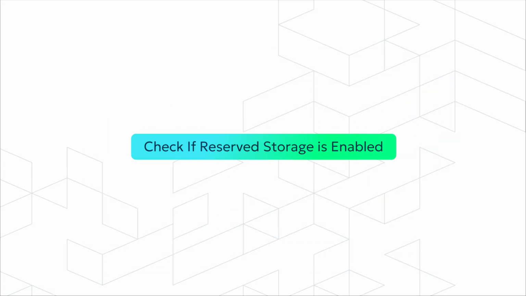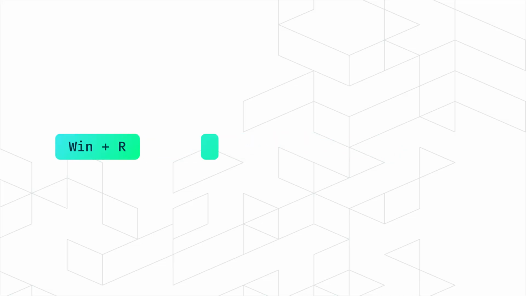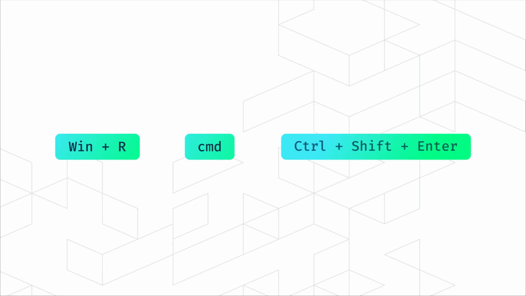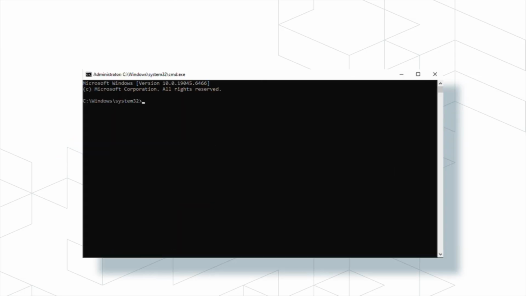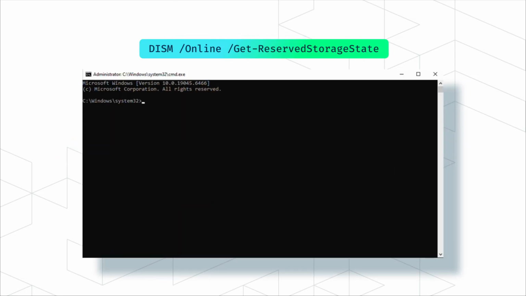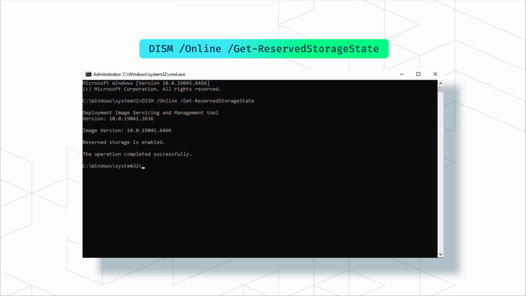Check if reserved storage is enabled. This method will require administrative privileges. Press Win+R, type CMD, then press Ctrl+Shift+Enter to open the command prompt as an admin. Run this line: dism /online /get-reservedstoragestate. This command indicates whether reserved storage is enabled or disabled.